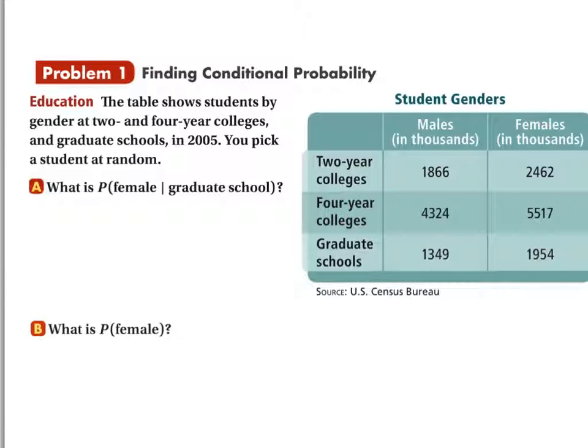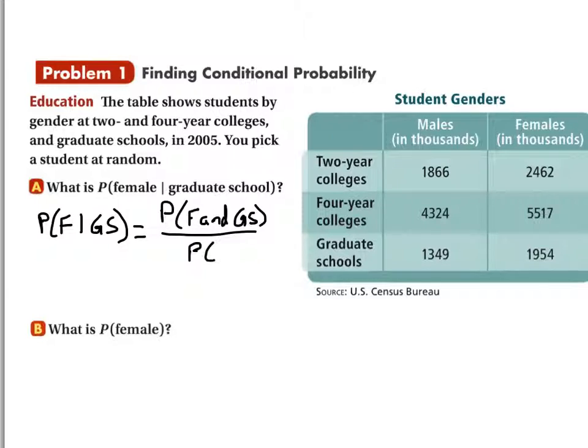So first things first, for the formula, to find our probability of female given graduate school, we need to find the probability of being female and in graduate school, and then we need to find the probability of being female. So the probability of female and graduate school: looking at the chart, how many females are in graduate school? 1,954. Out of how many total students?